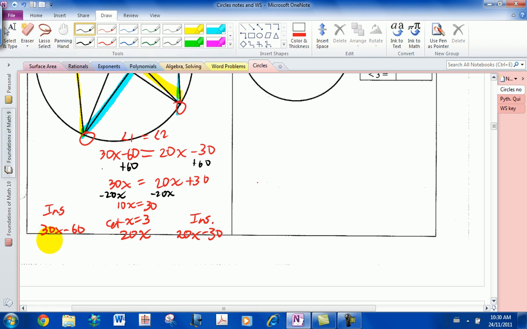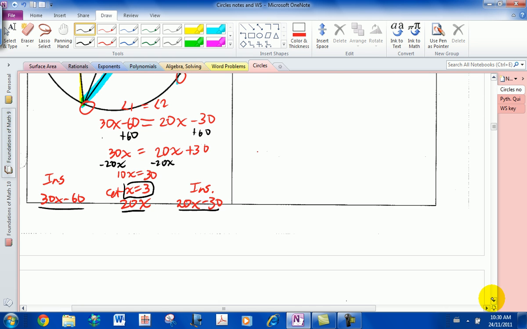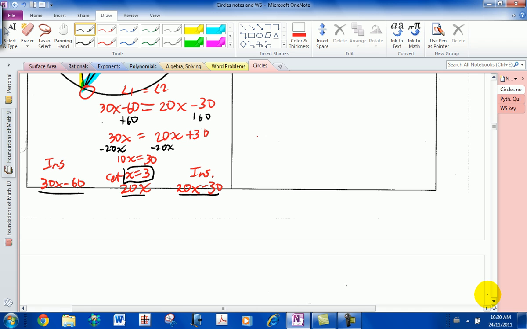So what I want you to do now is substitute x equals 3 into each equation and solve for a value. We got to find all three. Okay? So go for it. Substitute x in and find the value of all three. So this would be 30 times 3 minus 60, 20 times 3, 20 times 3 minus 30. Okay, go ahead. Solve for them. Let's go.